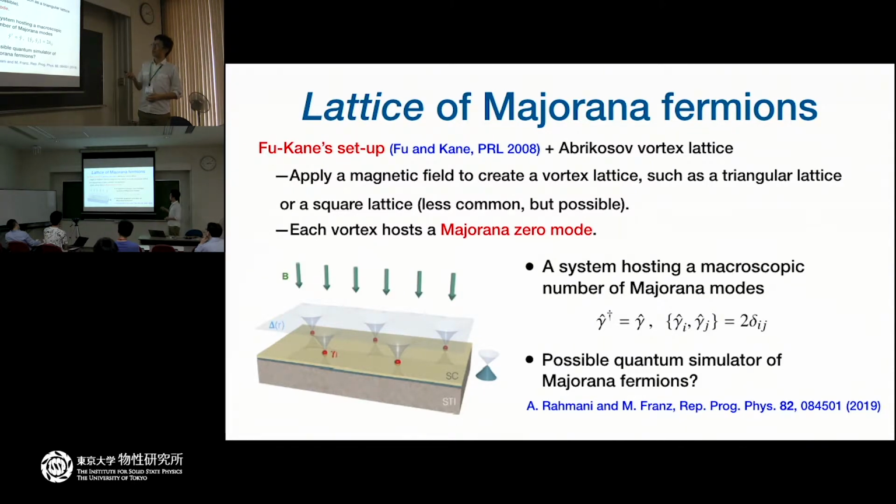By applying a magnetic field, let's imagine we have a lattice of vortices, basically an Abrikosov vortex lattice. And then each vortex has a Majorana zero mode. And this is basically the setup of a lattice of a macroscopic number of Majorana zero modes.